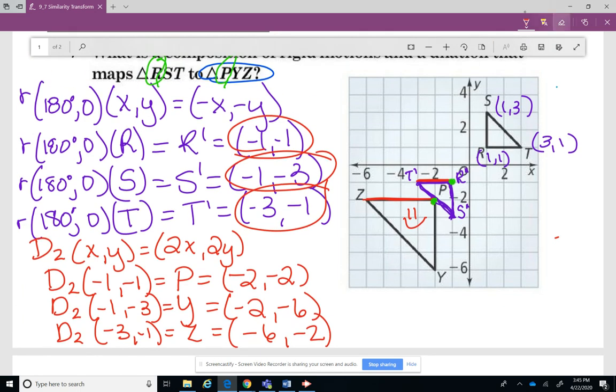All right, now I'm going to erase the red marking and the smiley face because we don't need it. And if you look at the picture, you should be able to tell that, I'll do this in kind of a pinkish color, that P is -2, -2. Check. Z is -6, -2. And then Y is -2, -6. So we see that we did that one.